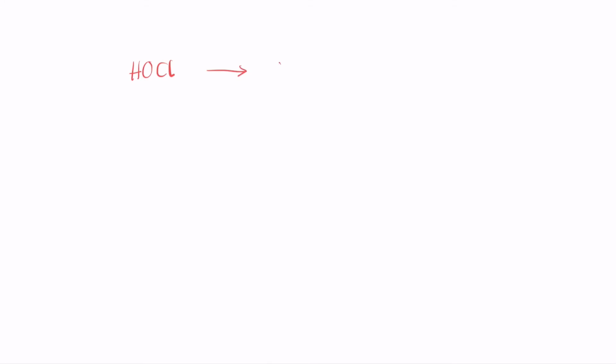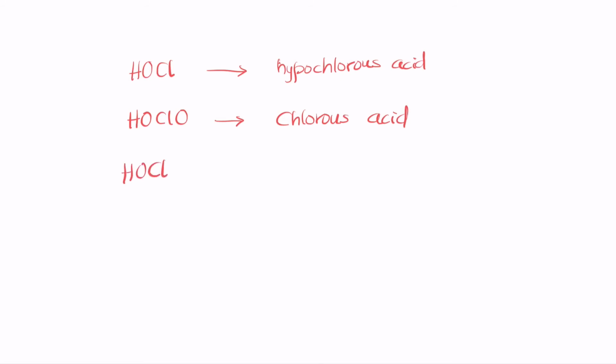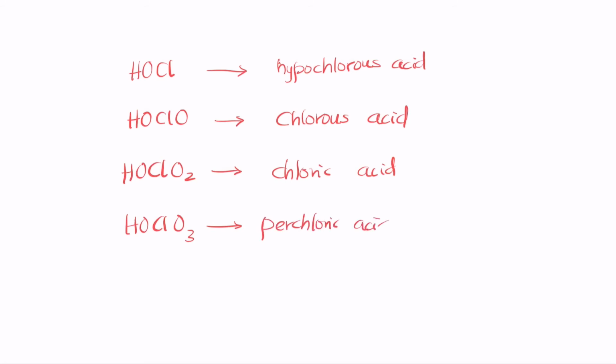HOCl is hypochlorous acid. HOClO is chlorous acid. HOClO2 is chloric acid, and HOClO3 is perchloric acid. So HOCl is generally written as HOCl directly, but HOClO is generally written as HClO2.